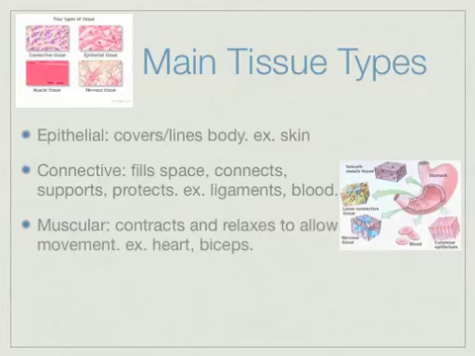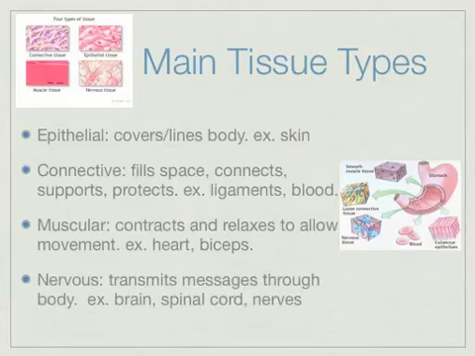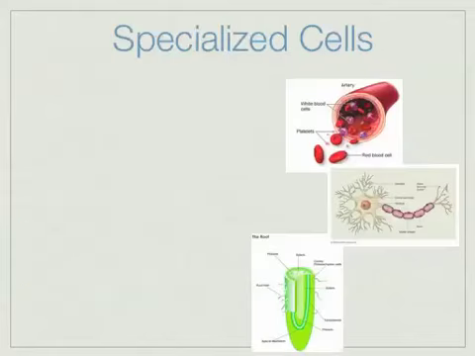Muscular tissue, all muscular tissues contract and relax to allow movement. You know that there are different types of muscles, but they all do the same thing. They contract and relax, and they allow movement, whether it's cardiac muscle in your heart or skeletal muscle in your biceps. The 4th type of tissue is called nervous, and this tissue is responsible for sending messages throughout the body. As you know from working on the nervous system, nervous tissue is brain, spinal cord, and some nerves.